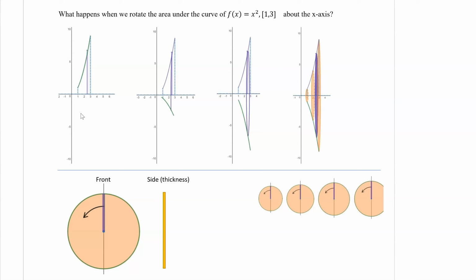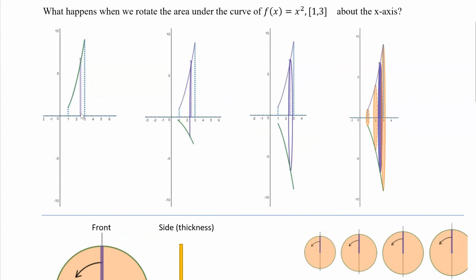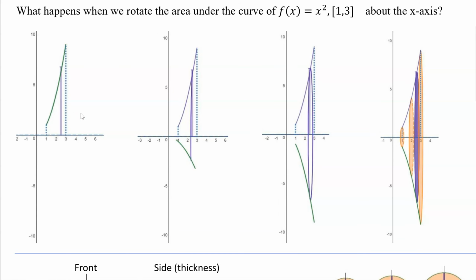So this is our intro video to finding volumes of solids. What's going to happen is we're going to rotate our function about a given axis, and the first one is about the x-axis. And what it's going to do is create a solid. But this is called the disk method because that rectangle that we always draw is going to be creating a disk.